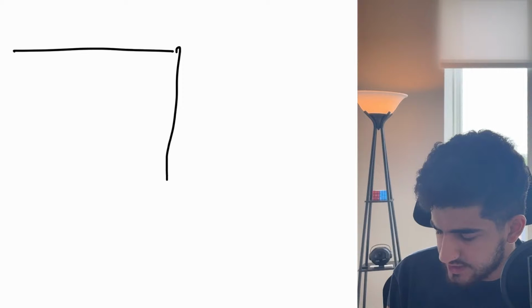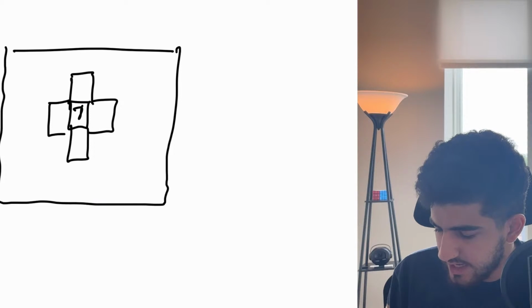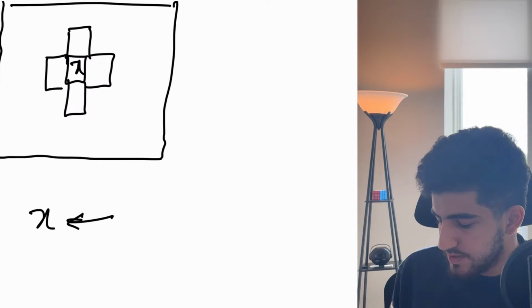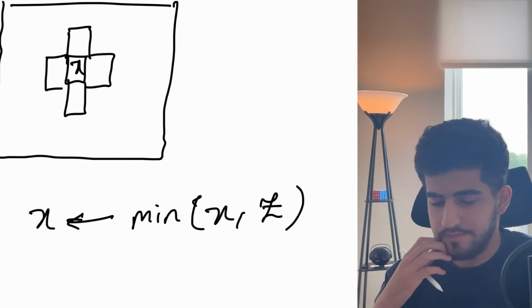I mean, for each cell we consider its neighbors and we see what is the maximum value of them. And we just say that, for example, if this cell is x and the maximum value of all the neighbors is, for example, z, we just need to say that x should be turned into the minimum of x and z. Sorry for this noise, by the way.